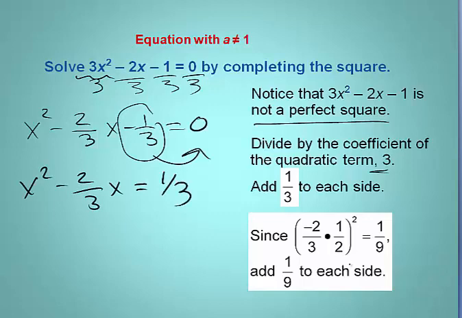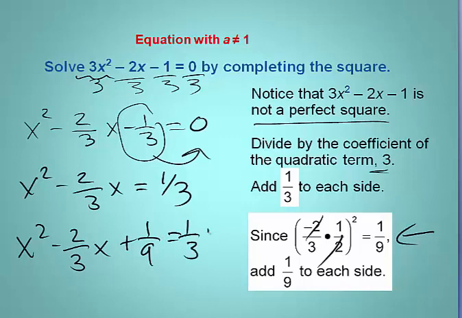Then we make our c value. So we take b over 2, which is negative 2/3. We divide it by 2, which is the same as multiplying by a half. This is this work here. And we square it. So we end up getting 1/9. We add it to each side. And as long as we add it to each side, we're good.